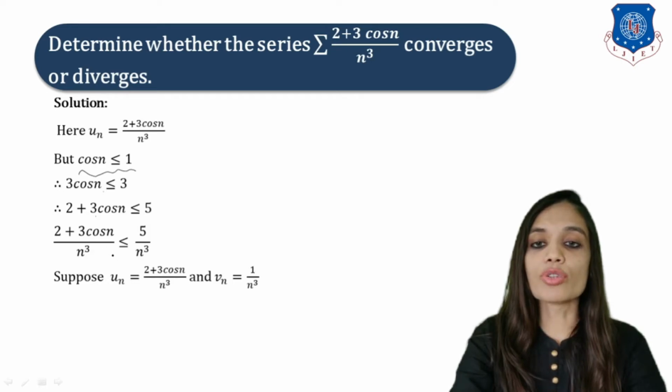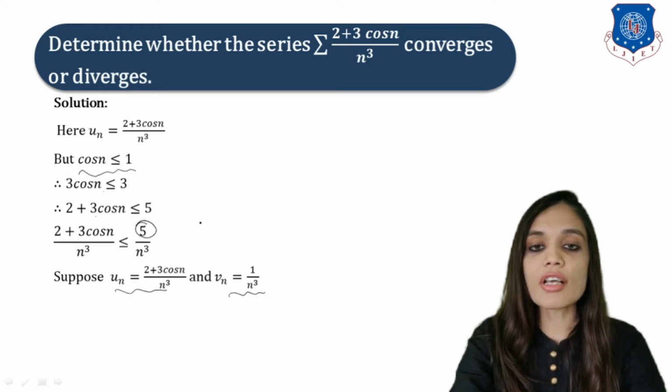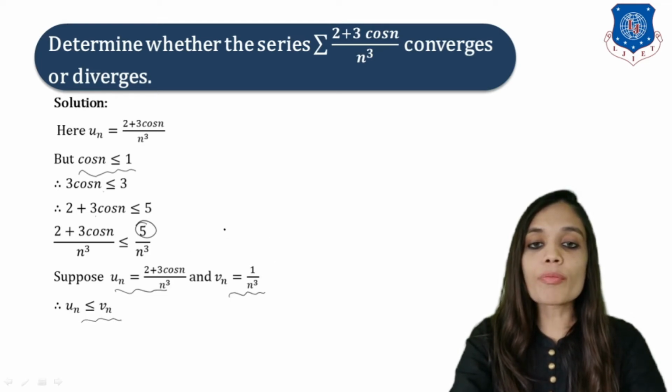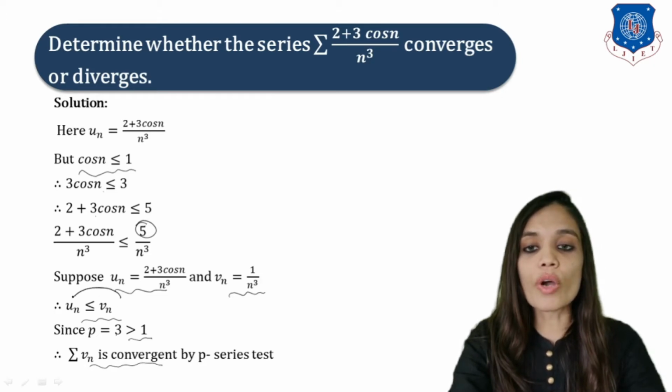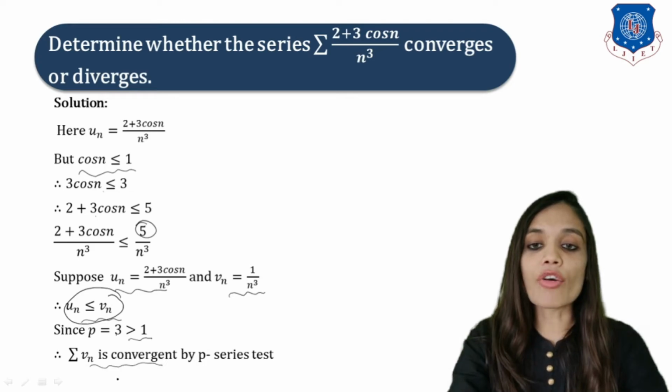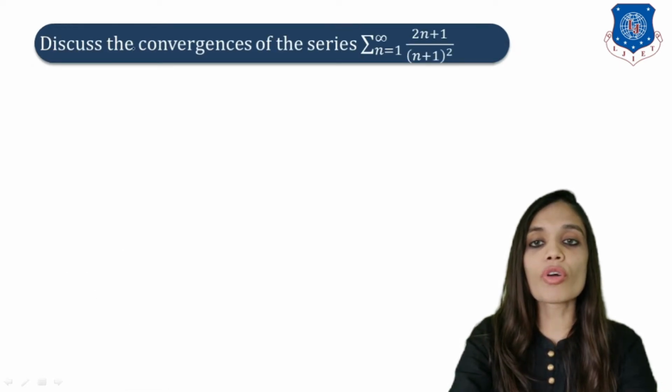So we will suppose our Un as (2 plus 3 cos n) upon n cube and Vn as 1 upon n cube. We can ignore the 5 because it is a constant. Therefore, Un is less than or equal to Vn. Now from Vn we can see that the value of p is equal to 3, which is greater than 1. Therefore, by the P series test we can say that Vn is convergent. Now we also have the condition that Un is less than or equal to Vn. So by the direct comparison test we can say that our Un is also convergent. Right?